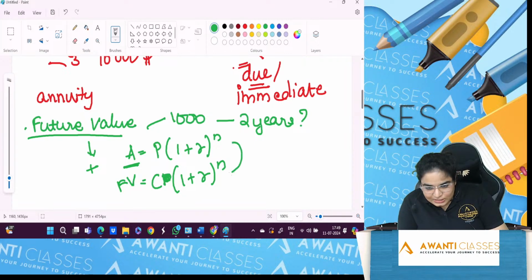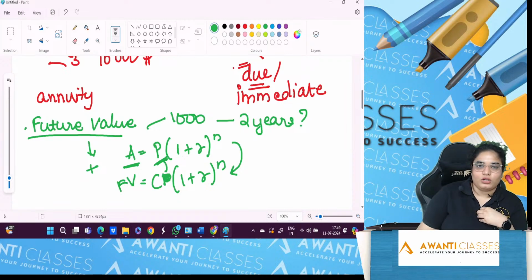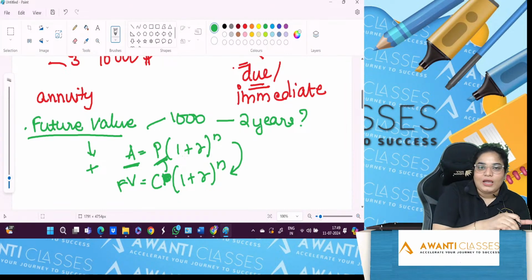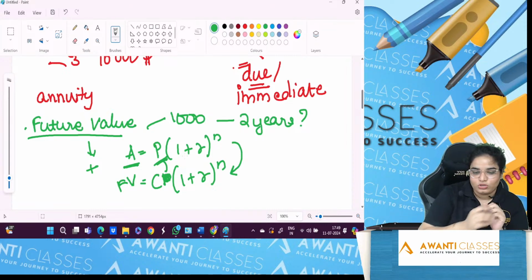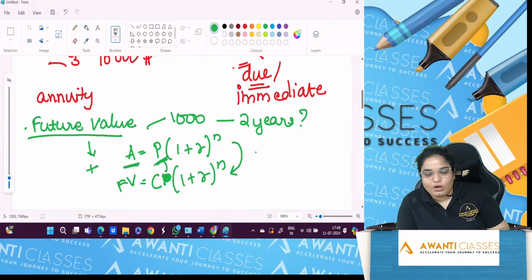Same, it is the same formula, the names changed. Okay, that's all. Why P becomes C? Because it is not a loan principal. What if it is normally my own savings account? I have only put in one bank and I'm getting the same 100 rupees 2 years later. It's not a loan. So it's not principal, I will call it C. Similarly, it's not amount, I will call it future value. That's it. It is the same formula.